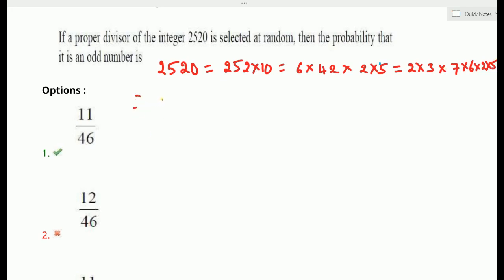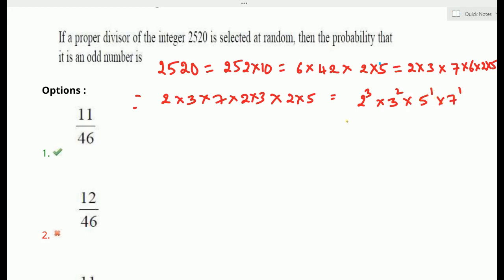Again I'm writing this as 2 into 3 into 7 into 6. Again I'm writing 6 as 2 into 3. We can observe that 2, 3, 5, 7 are prime numbers. Now, how many of each are there? 2 cube into 3 square into 5 power 1, 7 power 1. These are the primes P1, P2, P3, P4, and those powers 3, 2, 1, 1 we can take as alpha 1, alpha 2, alpha 3, alpha 4.